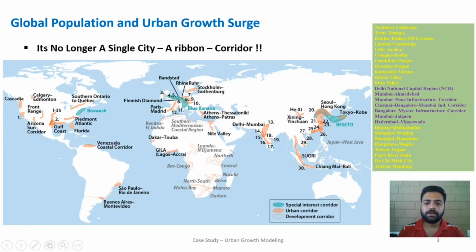So throughout the world there are several major corridors. However, in India there are 7 important urban growth corridors: the Delhi region, Mumbai Ahmedabad, the Mumbai Pune infrastructure corridor, the Chennai Bangalore Mumbai corridor, the Bangalore Mysore corridor, the Mumbai Jalgaon corridor, and the Hyderabad Vijayawada corridor. These are the basic corridors which have been identified by the government for growth in the next decade.